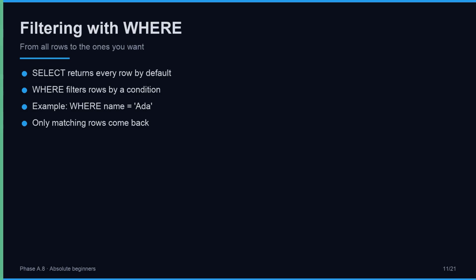So far, select returns every row in the table. But often you want a specific subset, users with a certain name, products under a price, orders from this week. That is the job of the where clause. You add where after the table name, followed by a condition. SQLite checks each row against the condition and returns only the ones that match. Where is how you turn a giant pile of data into exactly the slice you need. We start with simple conditions today and build from there in later lessons.